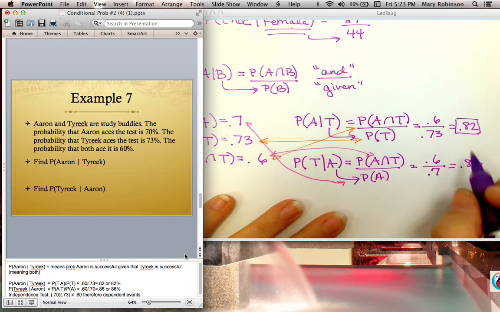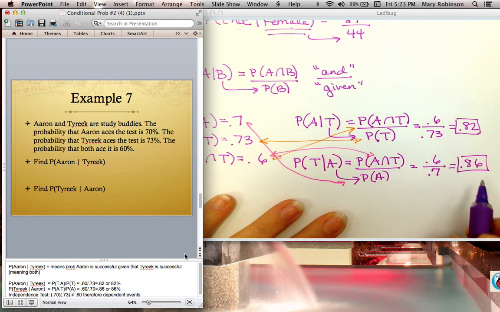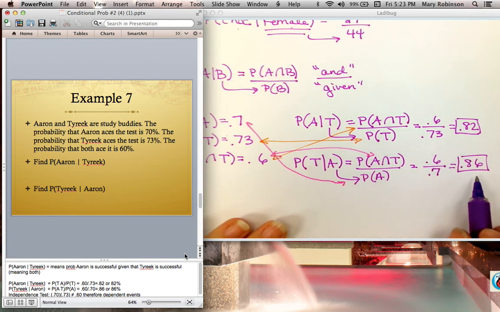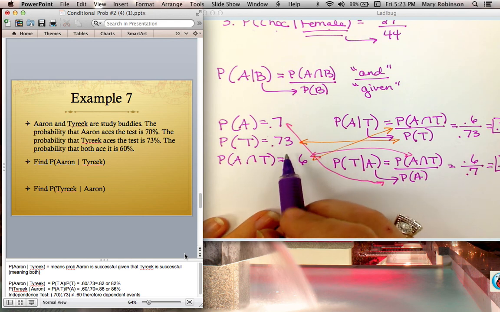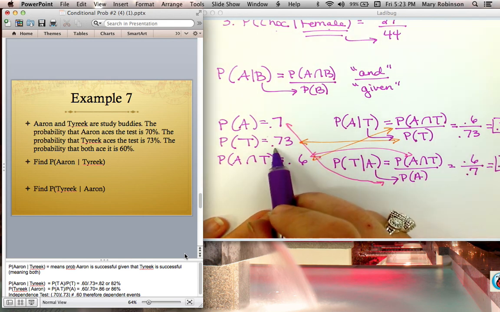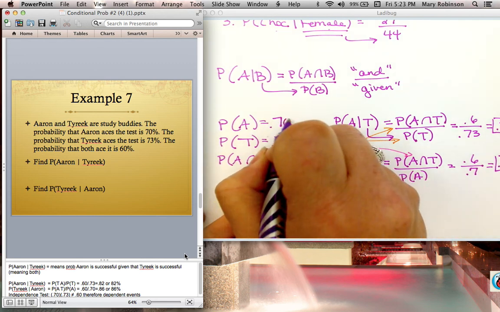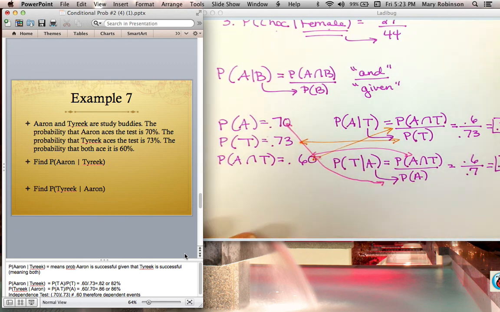Note that if I need to round, I would round to 2 decimal places because of the significant digits, meaning in my probabilities I had 2 values, 0.73. And of course this was 70% and 60%.